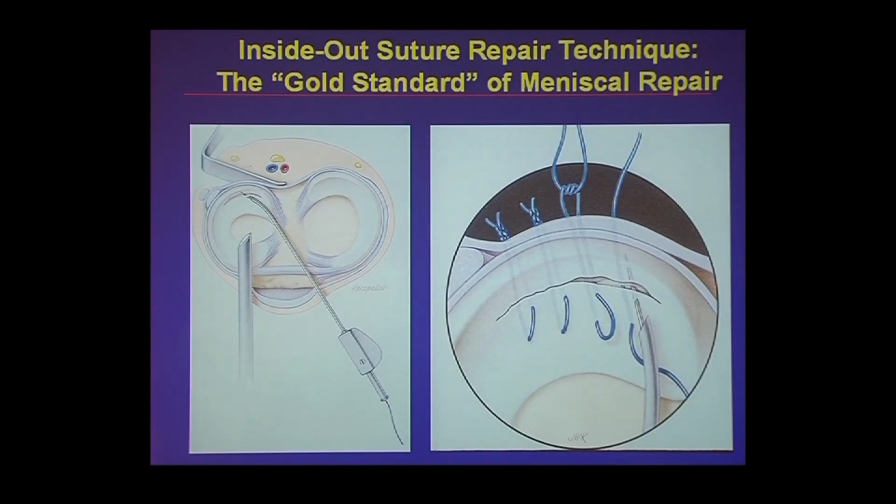So this is just a schematic. You put these big long needles through and pass across the tear, and then we tie the sutures on the outside of that capsule that we were talking about. So the blood supply comes in from the outside and helps this heal. The dangerous thing about these types of things is all the nerves and blood vessels are in the back of the knee, so we have to be careful about not tying sutures around them because that would be bad.